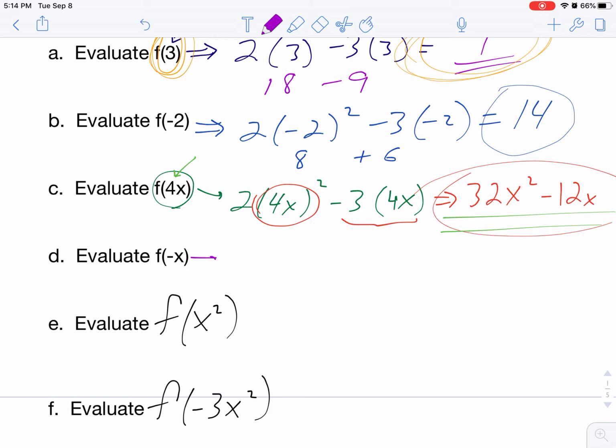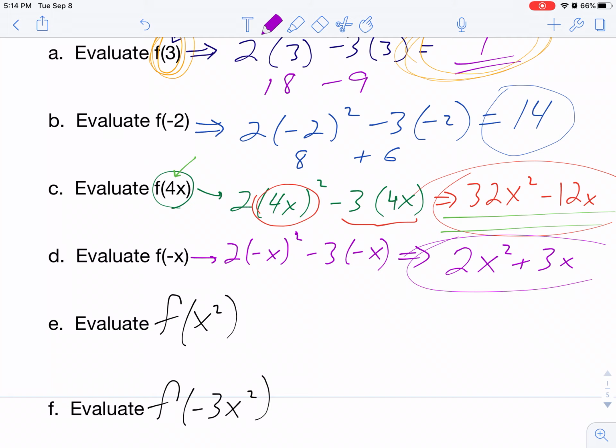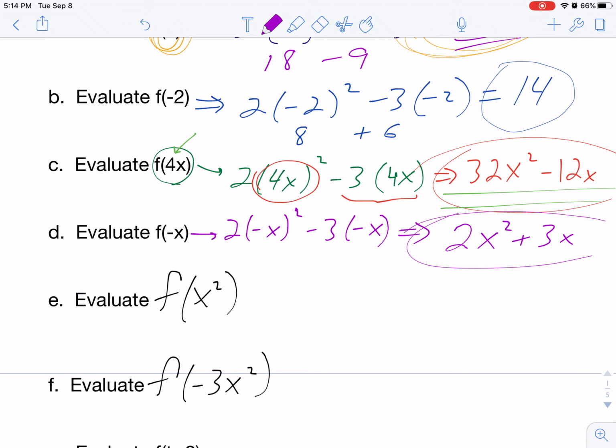But for part D, we're substituting in a negative x. So you've got to be careful with your signs. It's typically the biggest mistake in algebra, sign mistakes, and I make them too sometimes. I'm not perfect. Negative x squared, this expression right here, is really just going to be negative x times negative x, which is x squared, which is where I got this from. And then this negative times that negative comes out to be a positive 3x.